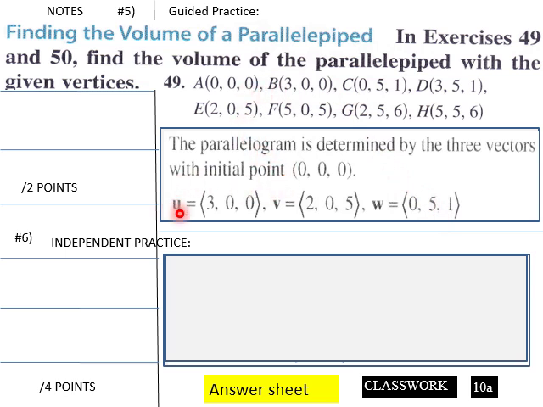So once you have these here, then you can go ahead and find the volume of the parallelepiped with these different points here for your vertices. So you have 0, 0, 0, 3, 0, 0, 2, 0, 5, and 0, 5, 1. From those, you can go ahead and find the volume of the parallelepiped. We did this in class. Check your notes, check your class worksheets. If not, email me for questions.